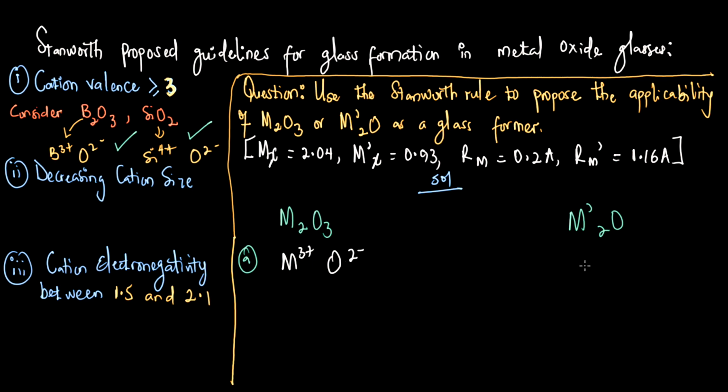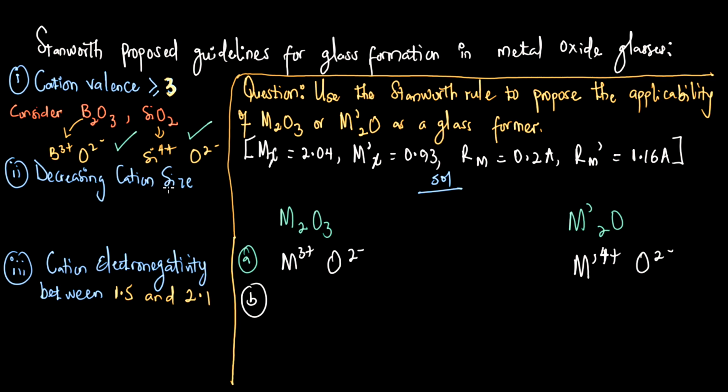So this also we have this to be plus. This is 4 plus and this is 2 minus. So basically the two obey the first rule there. The cation valence should be greater than or equal to 3. So both of them have a cation valence that is up to 3, right? So let's look at the second point there.